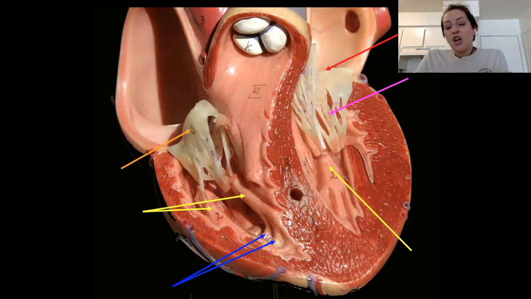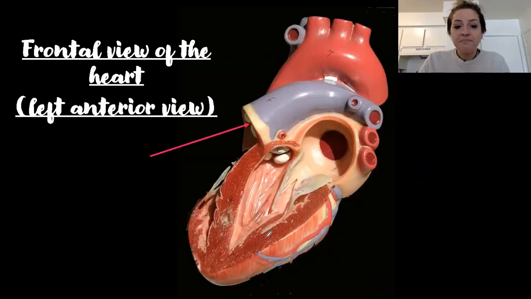That is a term on the list in your lab manual. If anybody was interested in knowing what the trabeculae carneae is, that's what that is right there, although you are not required to know that for the exam. We're not going to ask you to identify the trabeculae carneae.